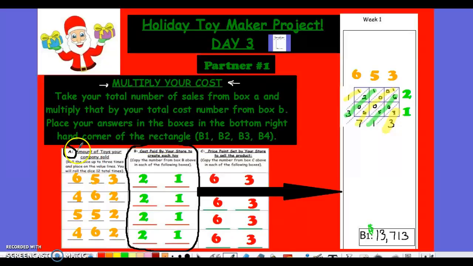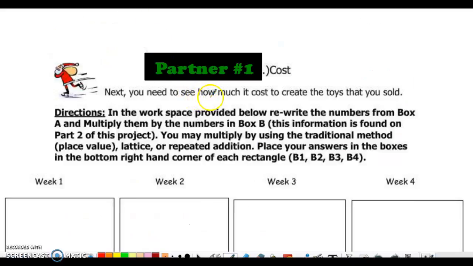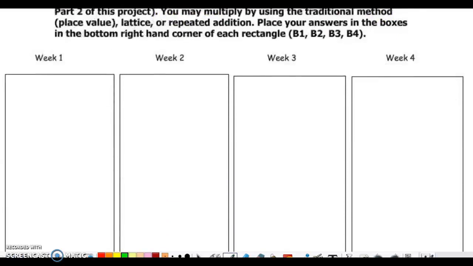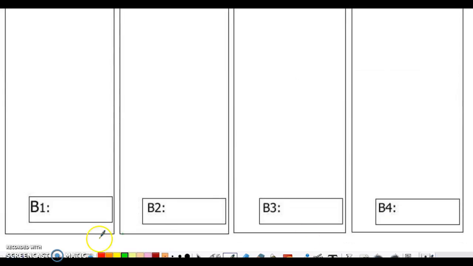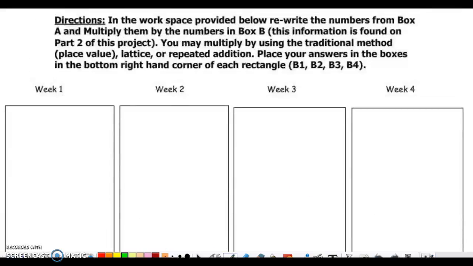Because you are going to take the information from box A, the amount of toys your company sold, and take the information from box B, which should be the same exact number 4 times, which is how much it costs paid by your store, and you're going to multiply them on the worksheet that looks like this. The worksheet at the top says Partner 1 because Partner 1 is focused on the cost. You want to see how much it costs you to make each individual toy. Follow the directions below. In the workspace provided, that's these long rectangular boxes with B1, 2, 3, and 4 labeled at the bottom for your answers.